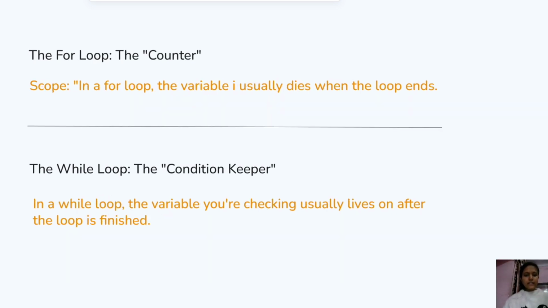And the last difference between for loop and while loop is scope. In a for loop, the variable i usually dies when the loop ends, but in the while loop, the variable you are checking usually lives on after the loop is finished. So basically the i in the for loop dies in the scope, between the parenthesis and the curly brackets, but in the while loop, after writing the loop, we can also access the i. So basically this is the important difference between the for loop and the while loop.